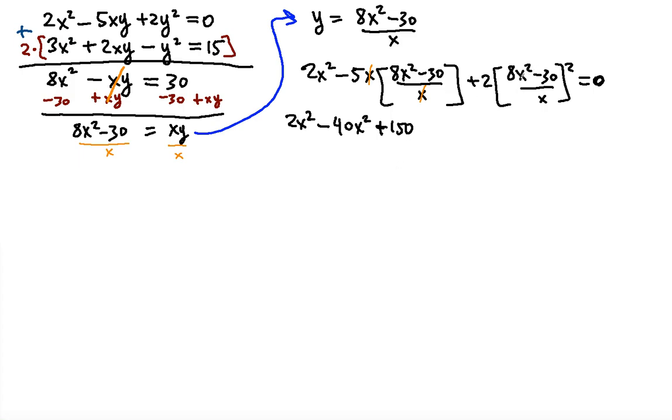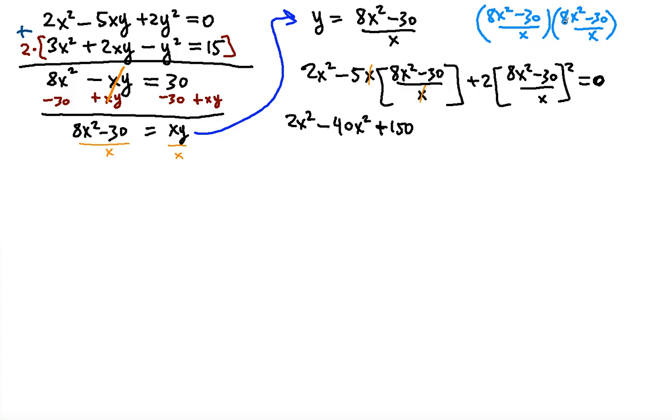And then the next part. So we know that when we square this, this is what we're going to have. 8x squared minus 30 over x times itself, right? 8x squared minus 30 over x, right? So that's what squaring essentially means. So let's do it visually. So twice the first product, okay?